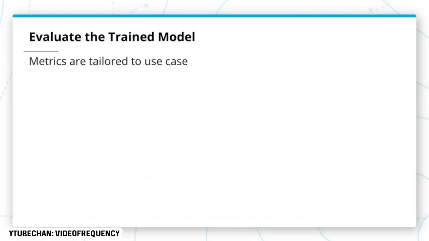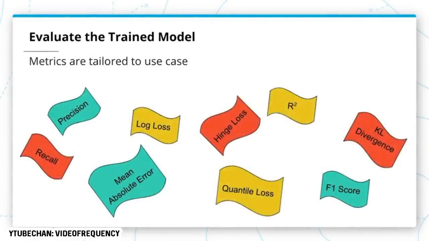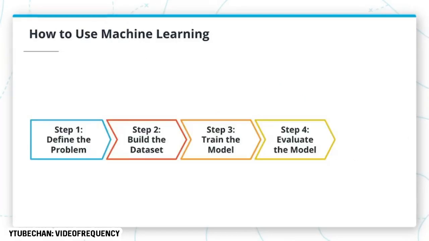To evaluate models, we often use statistical metrics like accuracy. Here are a few examples of different metrics that you can use. Some are more common than others. For example, precision or F1 score. But there are more that you can explore. Please note that this is not a one and done process. It's an iterative process until you get the results you're looking for.